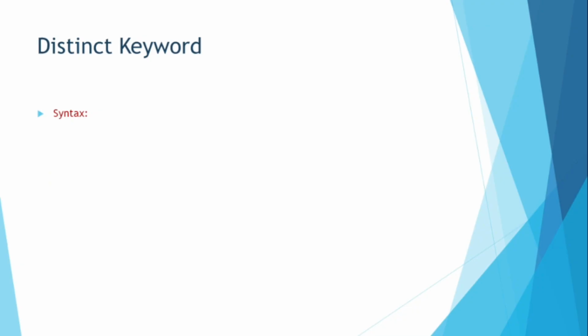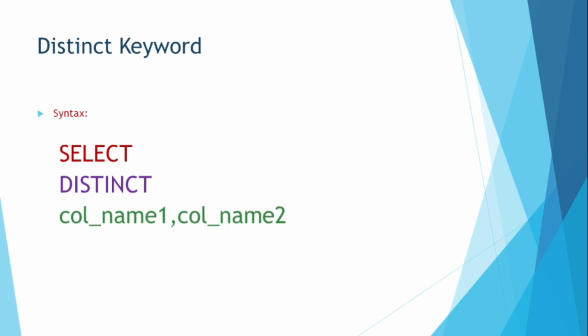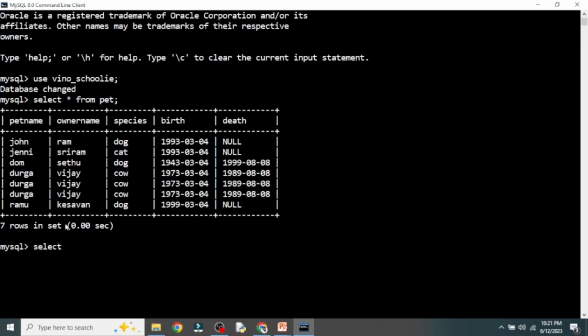Now we are going to discuss the syntax for using the distinct keyword. First we use select, then we use the distinct keyword in front of the column name, then from, then the table name. We'll discuss with an example. After select we have to use the distinct keyword, then select the column name. Pet name is my selected column. Then we use the from clause, then the table name is pet.